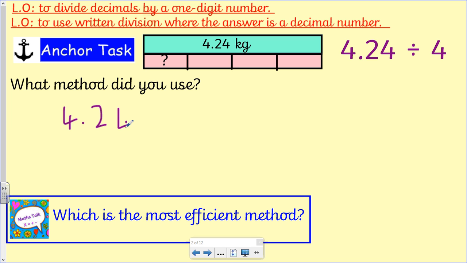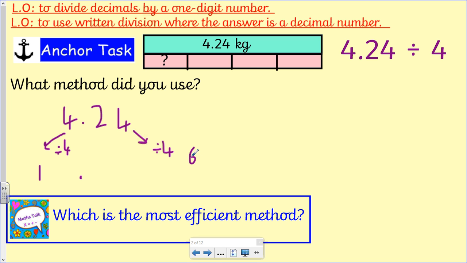4.24. So I'm going to separate it out. So I'm going to do 4 on its own first, divided by 4. And that would give me the answer of 1. And then here, I've got 24 hundredths. I'm going to put a decimal point in here. I'm going to divide that 24 hundredths by 4 as well. If I do 24 divided by 4, I end up with 6.